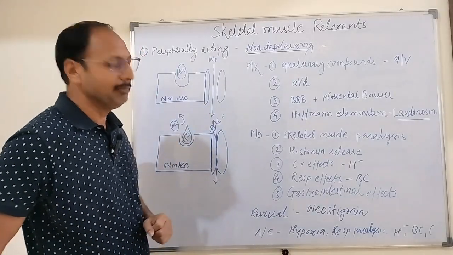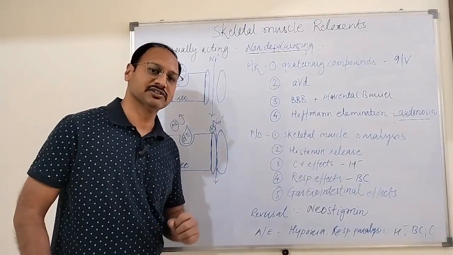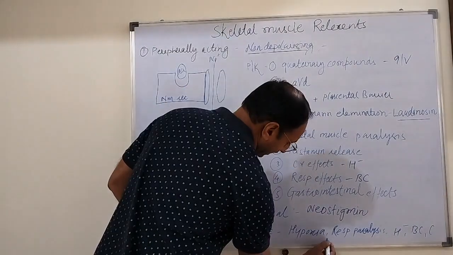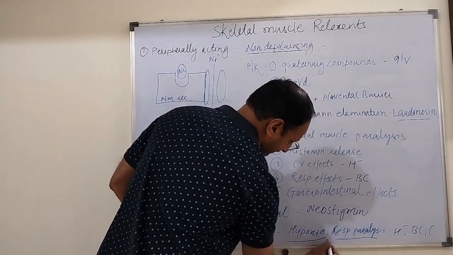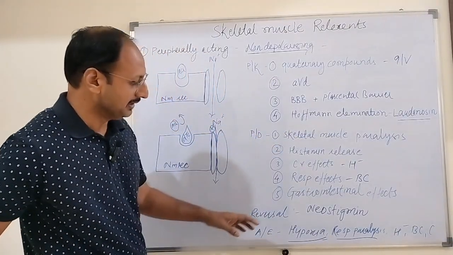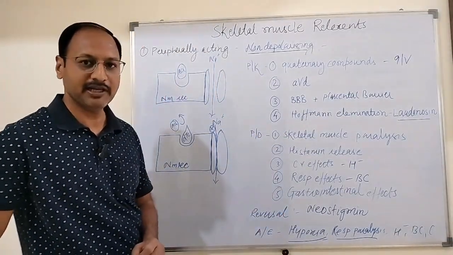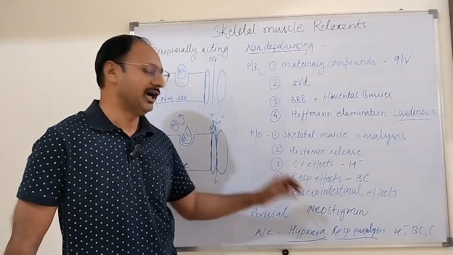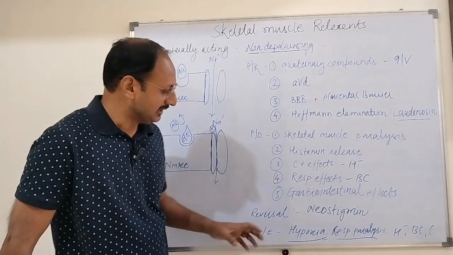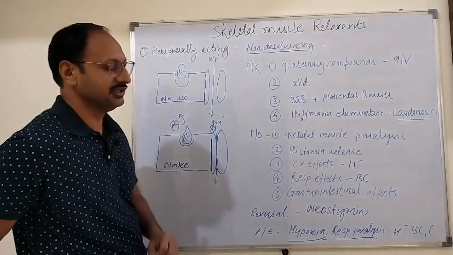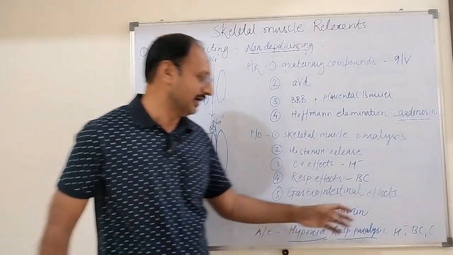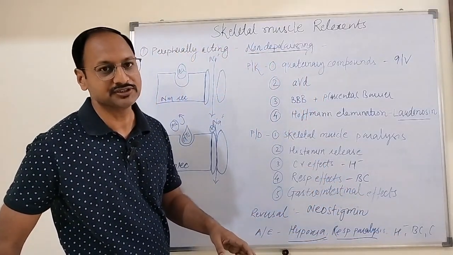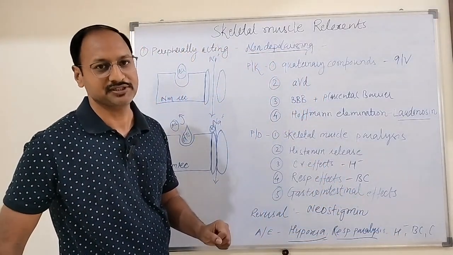These non-depolarizing drugs are associated with certain adverse effects. Number one and most important is hypoxia or respiratory paralysis. The treatment of hypoxia or respiratory paralysis can be done by giving artificial respiration or by administering neostigmine. Other adverse effects of these non-depolarizing skeletal muscle relaxants are hypotension, especially postural hypotension, bronchoconstriction and constipation.